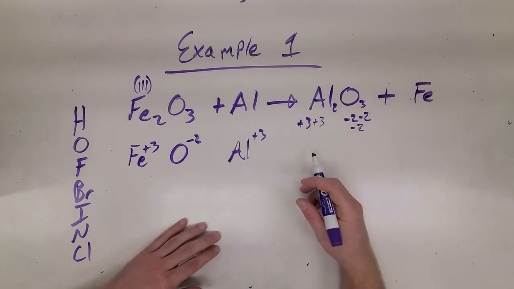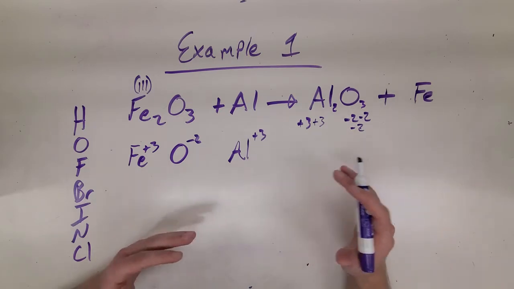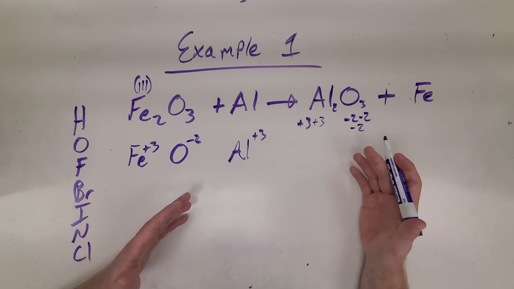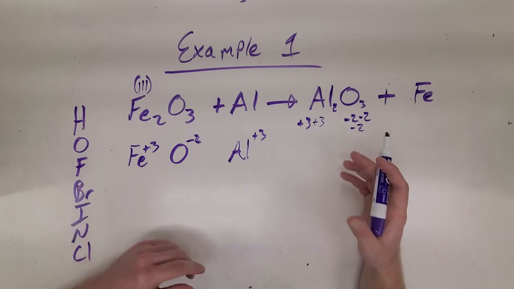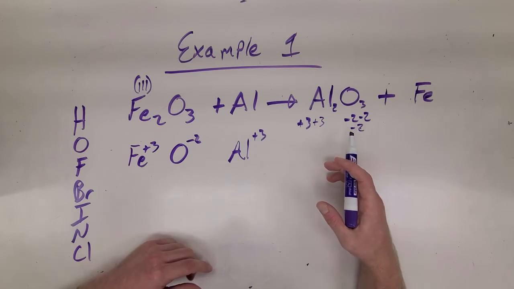And then that's it. Remember, keep in mind that we're not balancing chemical equations for this example. We're just predicting products for this, so we will do balancing equations next if we were to continue that.